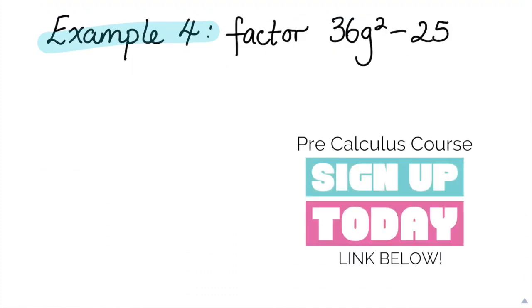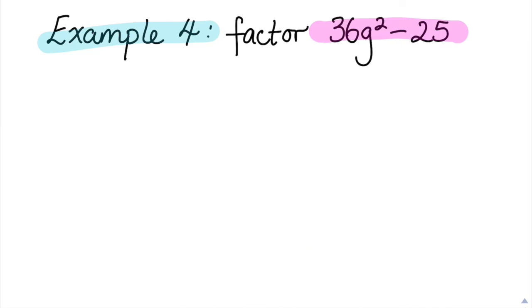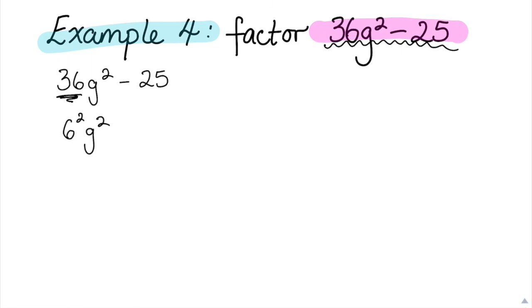In this problem, we are asked to factor 36g squared minus 25. We're going to use a special rule in this example called difference of two squares. So what we're going to do is rewrite this expression using squares where possible. I'll start by rewriting our expression. 36 is the same as 6 squared. So we've got 6 squared times g squared minus 25, which can be written as 5 squared.